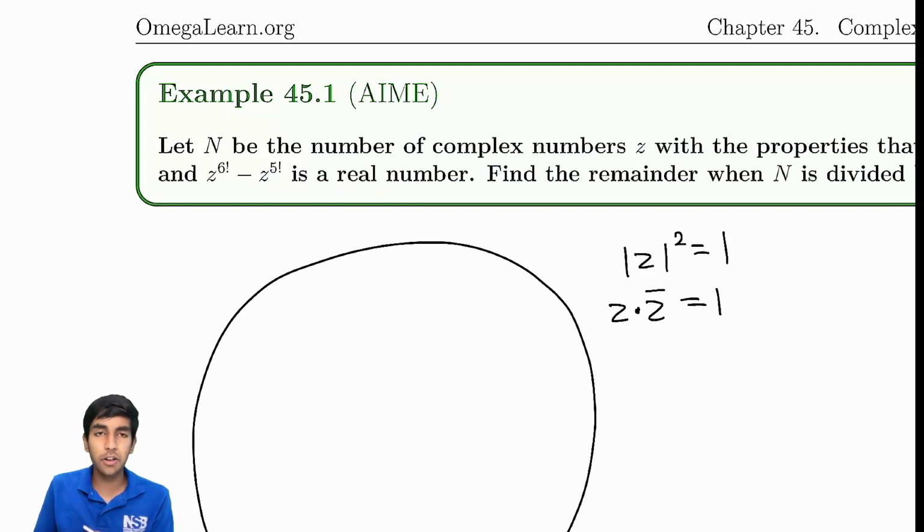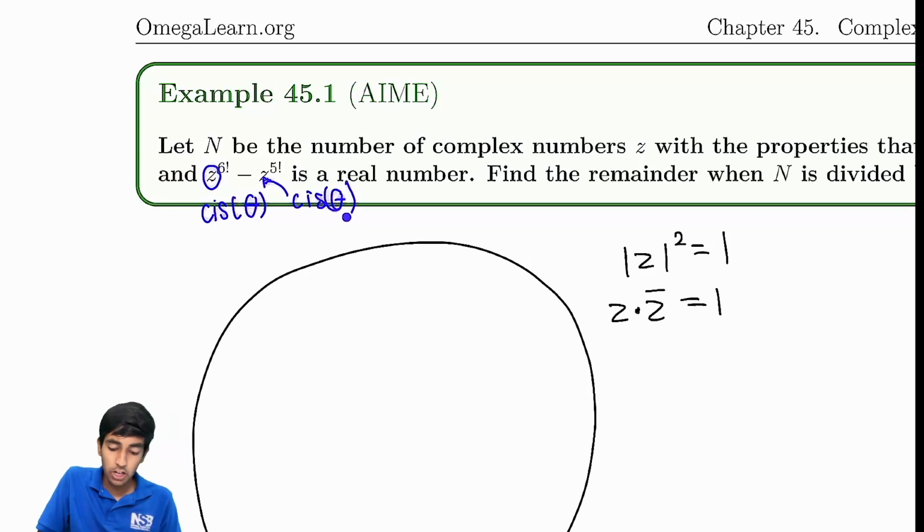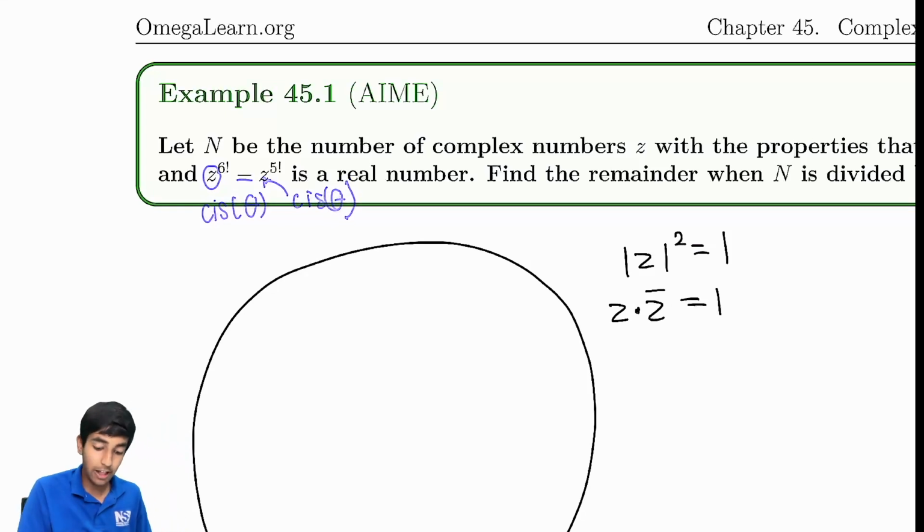And actually, there's a solution with this using polar coordinates and roots of unity, where you let this be cis of theta, which we'll talk about in the next video. And you also let this be cis of theta. And then after that, you use some roots of unity stuff to find out when these things are equal. That's one solution.